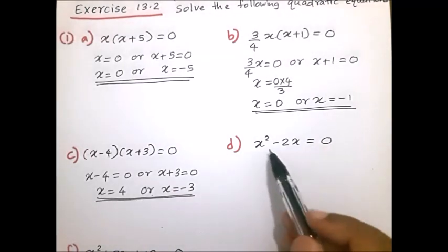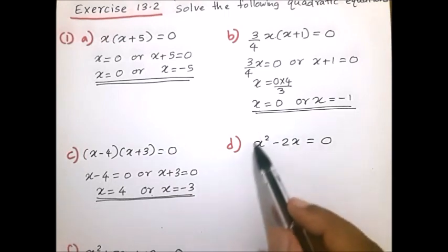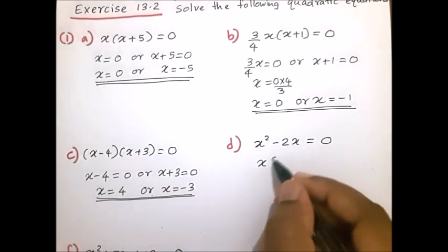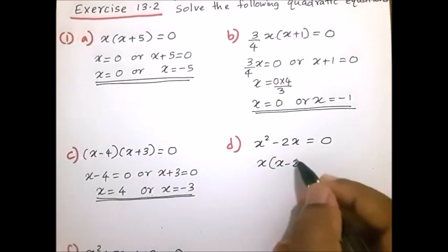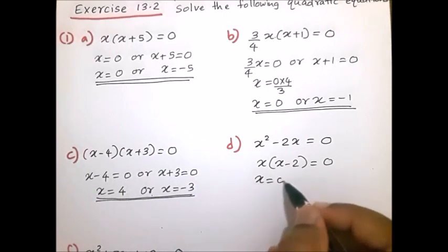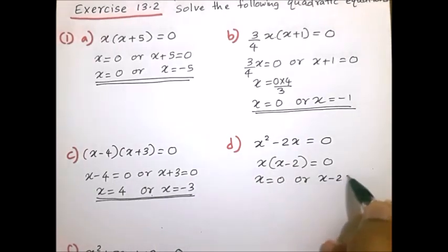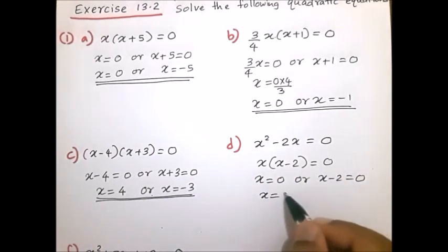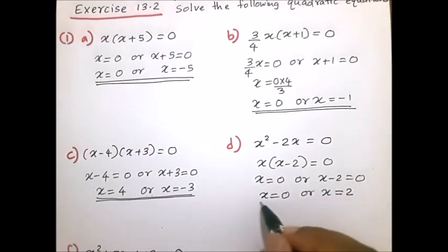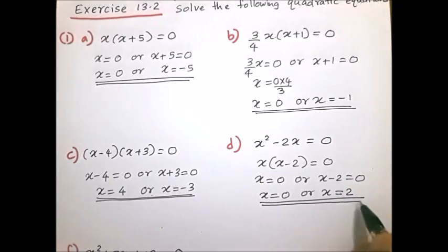Look at part D. In this expression, first you have to factorize this one. So take common terms out. It is x. Remaining terms write in brackets. Now you can write x equals 0 or x minus 2 equals 0. Here subject x, take minus 2 right hand side, it is plus 2. Answer is x equals 0 or x equals 2.